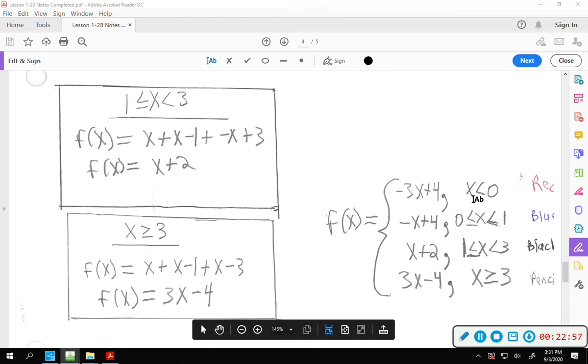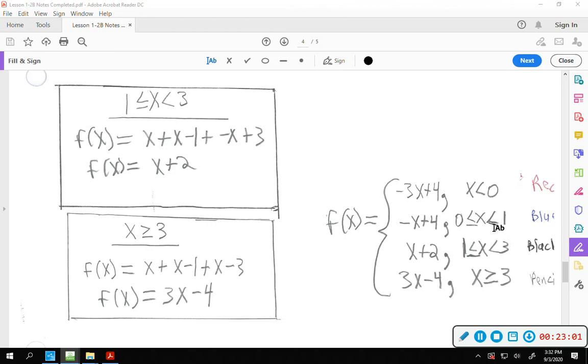Again, the equal to could have went here or here. But just not both. If it's defined both, I will mark it wrong because it's no longer a function.